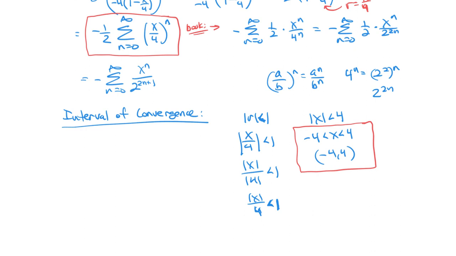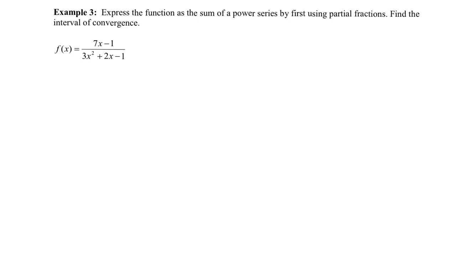And once again, no need to check the endpoints. They're going to diverge because the geometric series diverges if the absolute value of r equals 1. So once we get here, we're all set. This is the interval of convergence. Okay, then we've got one more. More than one. Okay, we got another one.